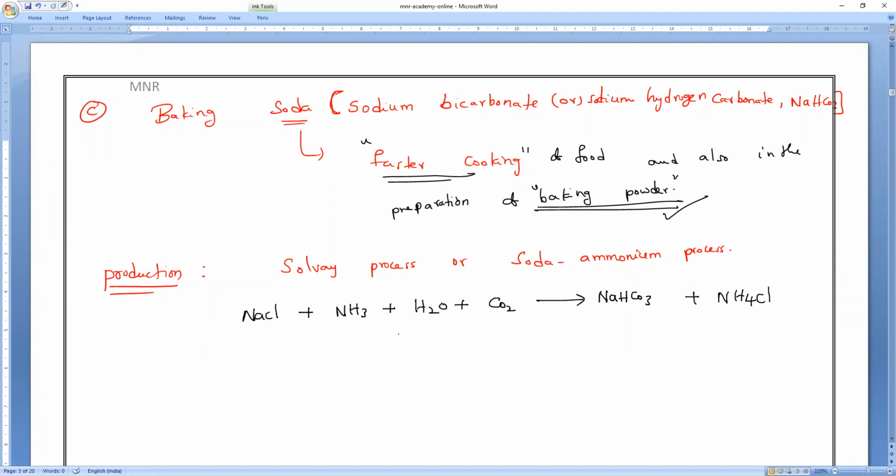That is only the production process. NaCl plus NH3 plus H2O plus CO2 gives you sodium hydrogen carbonate. What we used to call it? We used to call it baking soda. So we have one of the most important ones. We will use it as an antacid, instead of milk of magnesia, we will use baking soda also. Am I right or wrong? Yes, sir.